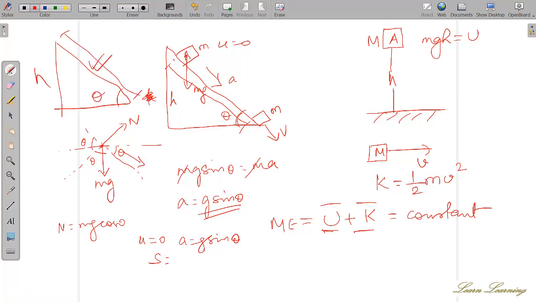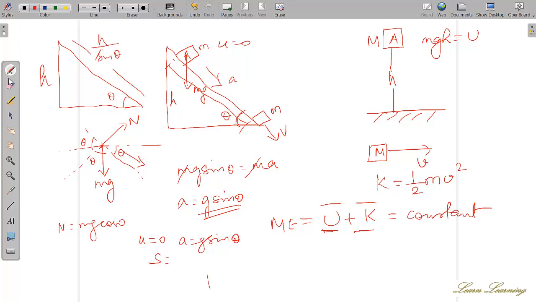You have a triangle, right? One side is given, h, and one angle is given. Can you get the hypotenuse there? Whatever you consider, I just want the answer in h and theta terms. This is not the part of the question at all. h by sin theta. So you know the distance traveled now. So h by sin theta is the distance traveled. So s is equal to h by sin theta.